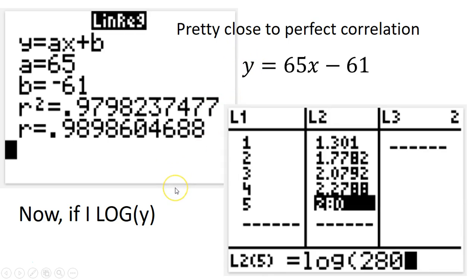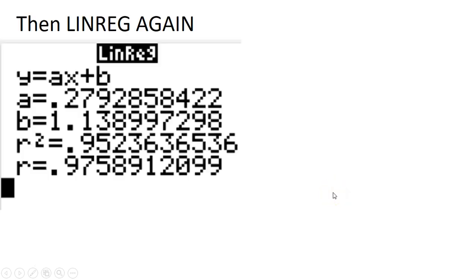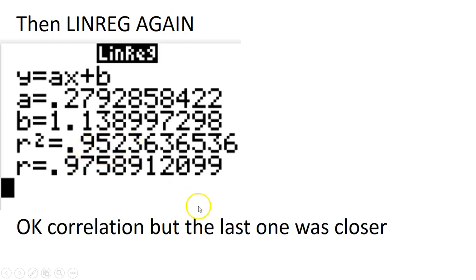But if I log the numbers, does that get better is the key. Is this getting better if I log it? So now I take my Y values, and I literally log each of them. So when I do line reg again, that's now 0.95 correlation, but the last one was closer. It was 0.97.